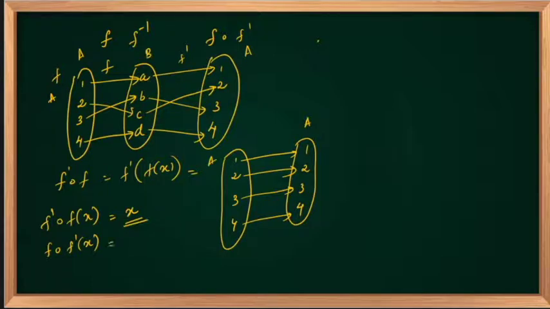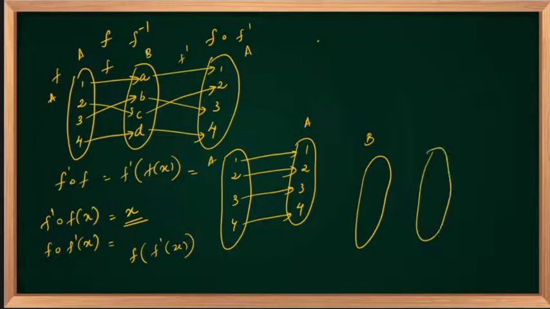This means you have f of f inverse of x. So that means you are passing f inverse to f, right? So this will be a function from B to B. So you have B here and you have B here. Okay, so for f inverse of x, you will be giving this input, so your input will be a, b, c, d.